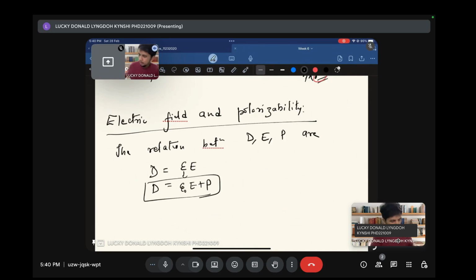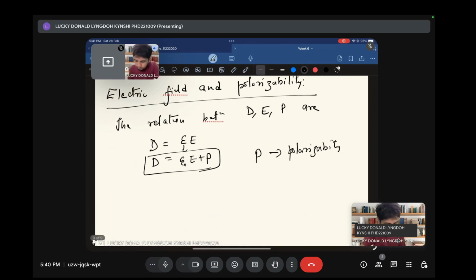Here P is the polarizability. That means epsilon E is in fact equal to epsilon naught E plus the polarization P. So now we can find, let's say, region 1.